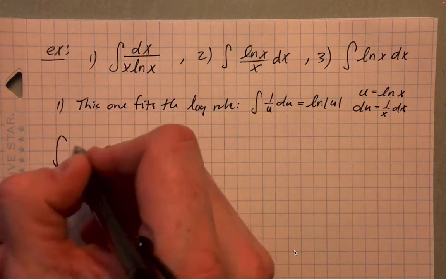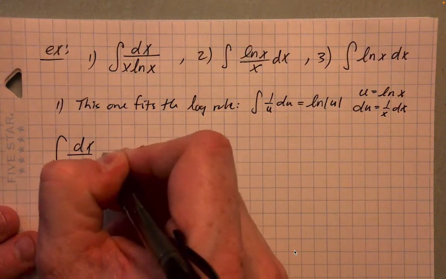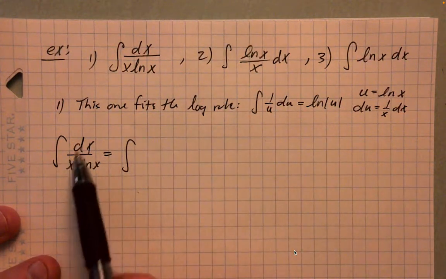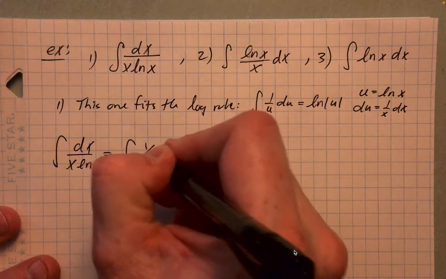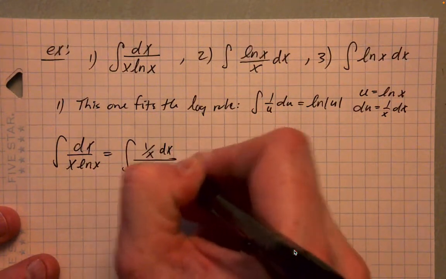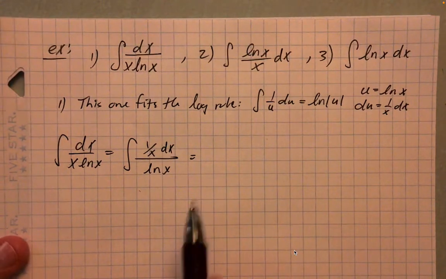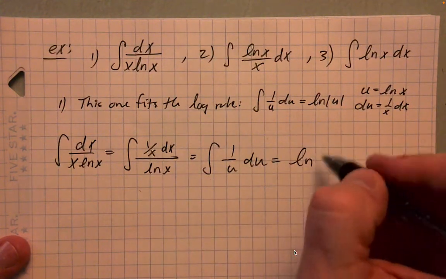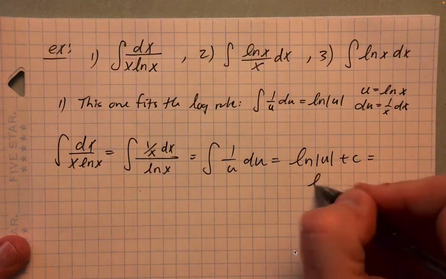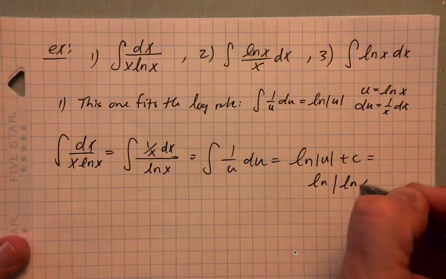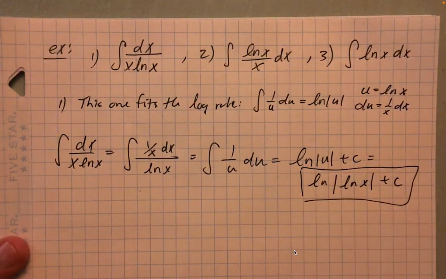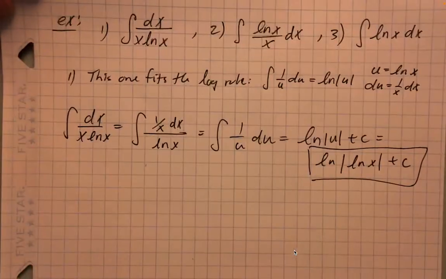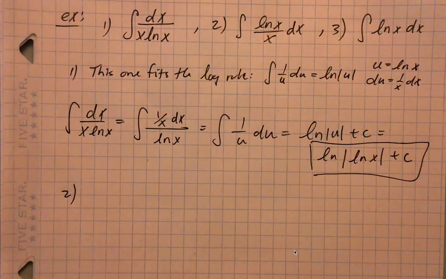So the integral of dx over x ln x is equal to the integral of 1 over x, and you can take this x down here and pull it up into the upstairs. Let's just do that. Write it like that. And then this would be the integral of 1 over u du. So it's the natural log of the absolute value of u, which is the natural log of the absolute value of the natural log of x, plus c, right? So there you go. That's not the prettiest thing in the world. I think we actually did this example in the previous section. So that's that one.